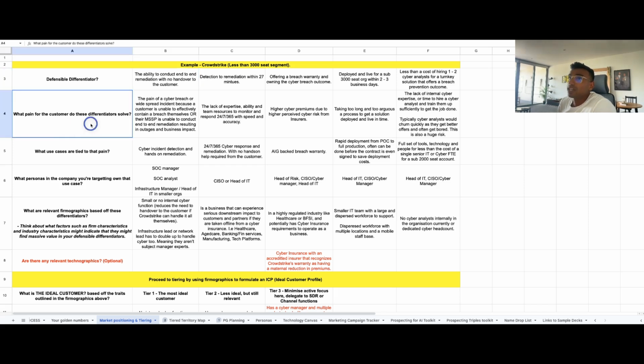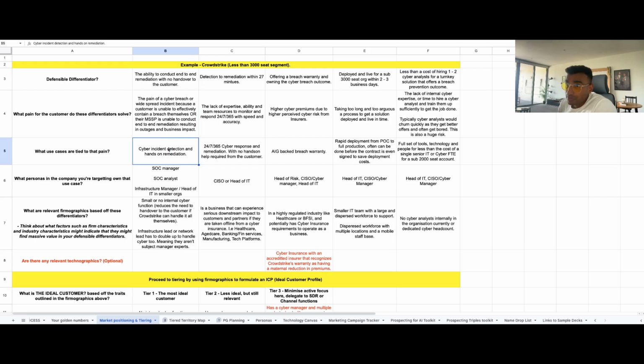So then what customer pain points does that solve? If I say the ability to conduct end-to-end remediation with no handover, well, the pain point to solve is the pain of a cyber breach or widespread incident because that customer is unable to effectively contain a breach themselves, or their MSSP is unable to conduct end-to-end remediation, resulting in outages and business impact.